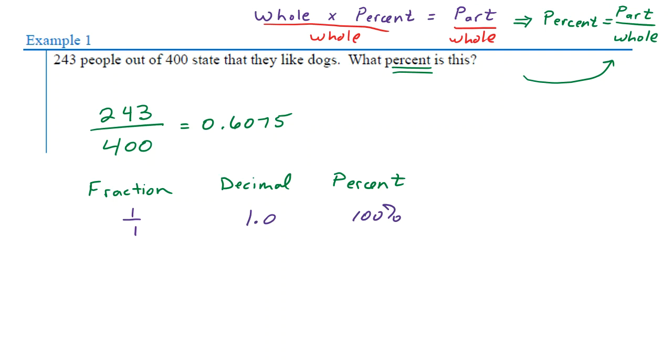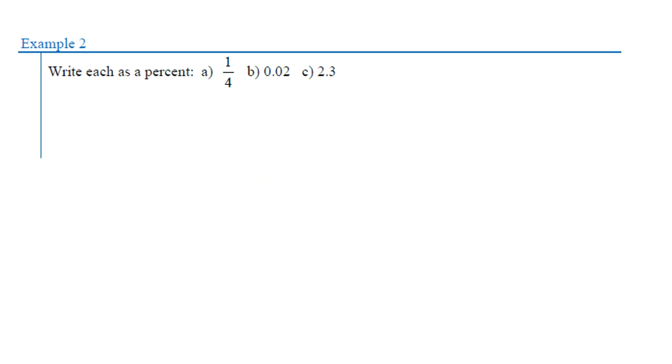So here we're given our value as a fraction. We use our calculator to change it to a decimal. Now to change that to a percent, we move our decimal 2 places to the right, and we get 60.75%. Now, this didn't tell us where to round it, so I'm just going to leave it like that. If it told me to round it to the nearest percent, it would be 61%. All right, let's look at the next example.